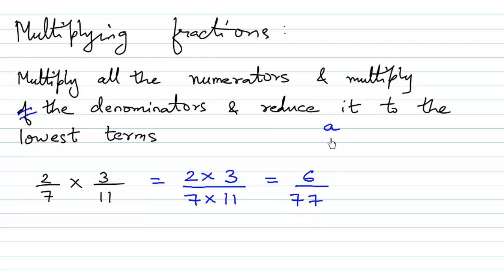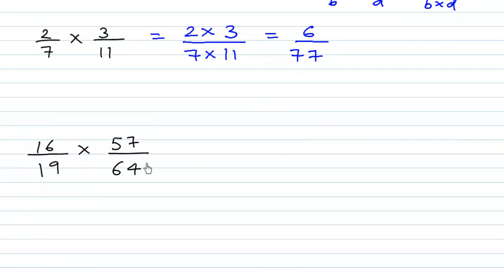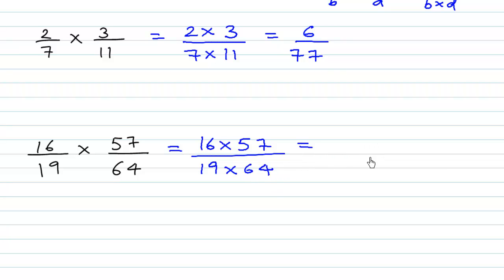So suppose you have A upon B multiplied by C upon D, what you need to do is multiply A and C together, the numerators, and multiply the denominators together and try to reduce it if it is possible. Let's take another example. What is 16 upon 19 multiplied by 57 upon 64? Now if I multiply 16 and 57 and then multiply 19 and 64, it would give me big answers. And then I have to see whether they are reducible or not.